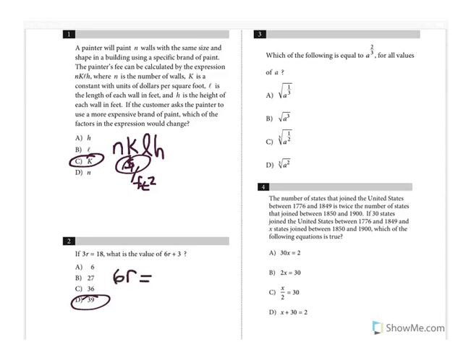Go ahead and put that. 6R is going to equal 36. Or we can say 6R equals 2 times 3R. Okay, just want to throw that in there.